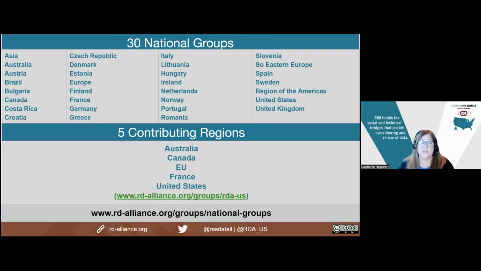There are also 5 contributing regions: Australia, Canada, the EU, France, and the United States, who each provide the resources to support and sustain the RDA global operations. The RDA US is one of the recognized regions with over 2,650 RDA members.